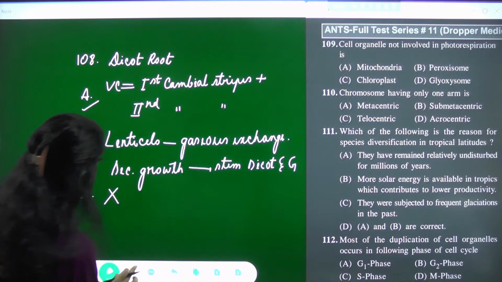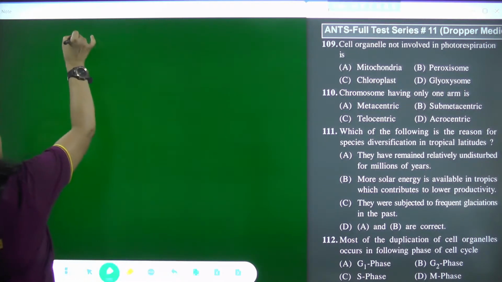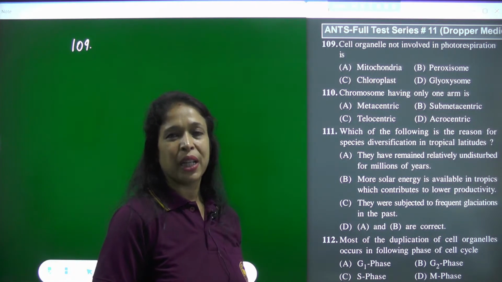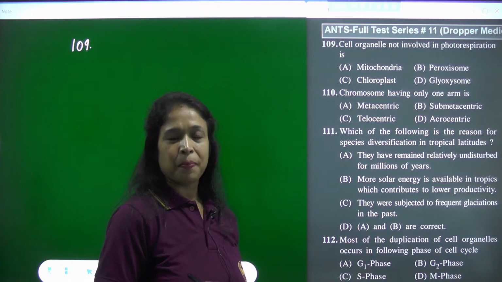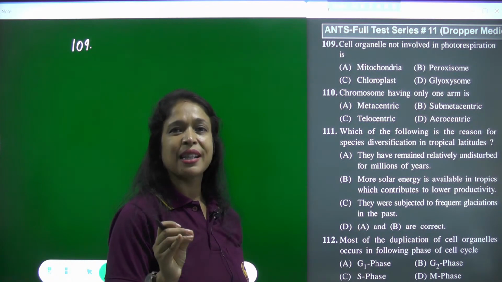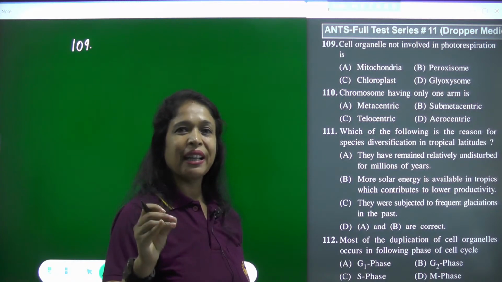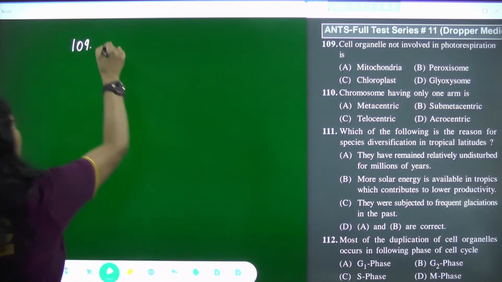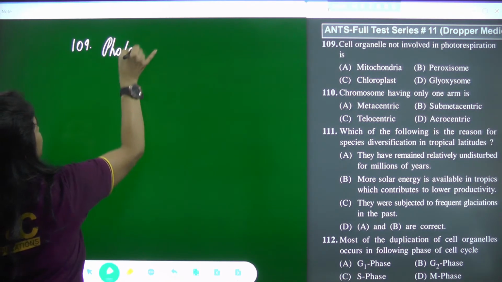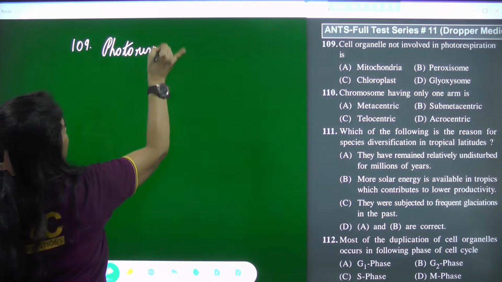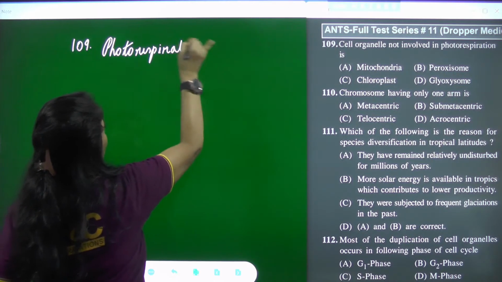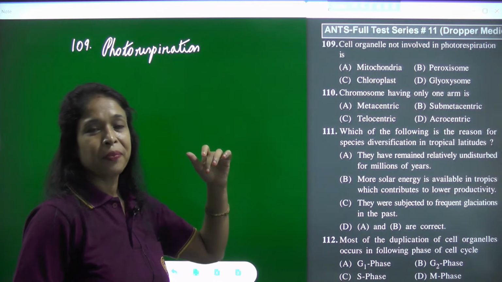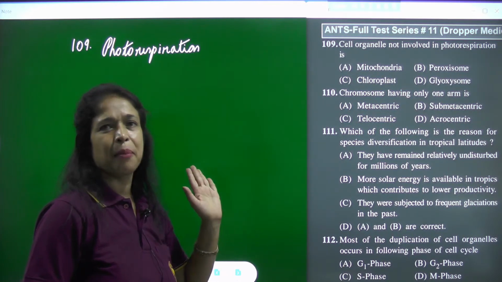Okay, let's see the next question. Question number 109: which cell organelle is not involved in photorespiration? So, what is photorespiration? This is a wasteful process we consider, which decreases photosynthetic efficiency. There is oxidation of a compound in photorespiration. This is similar to respiration in some points.